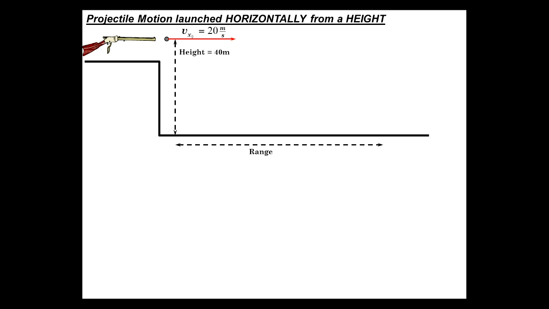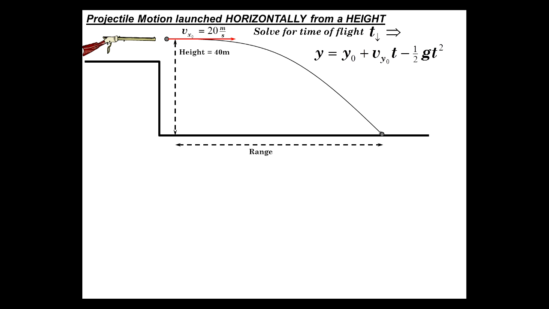This is the range, how far it goes. And the projectile hits the ground. So we're going to solve for the time of flight, and that will be done with equation 5. So the fully expressed equation 5 is here. We have a final position and an initial position.